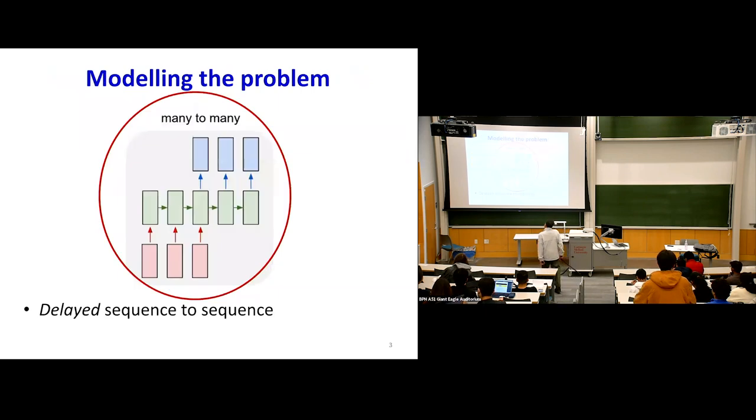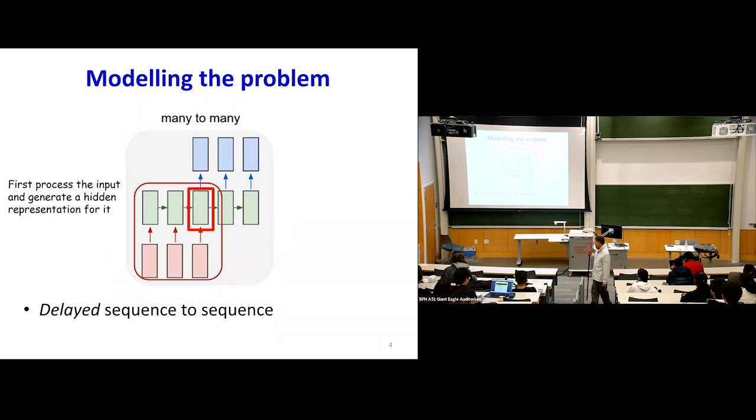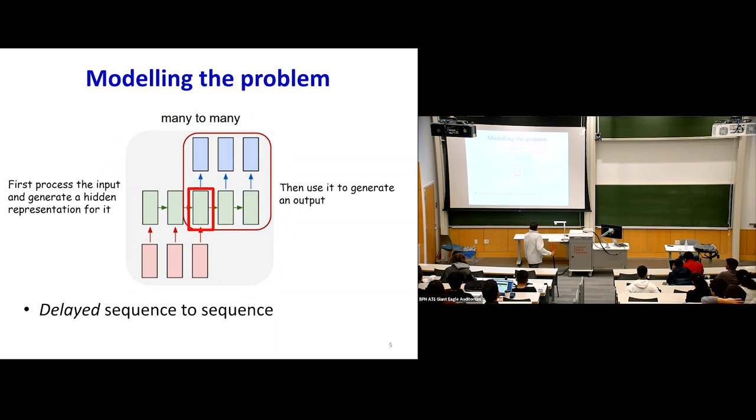problems? And we figured that the way to model such problems is through the delayed sequence-to-sequence model, where the model looked at the entire input, interpreted it, and based on it, it generated language or generated output sequences that corresponded to the input. And so this had two components. The first component processes the input to generate a hidden representation from it. This we call the encoder. And then the second component uses this hidden representation to generate an output. But then we saw that this naive structure had a problem. What was that problem?